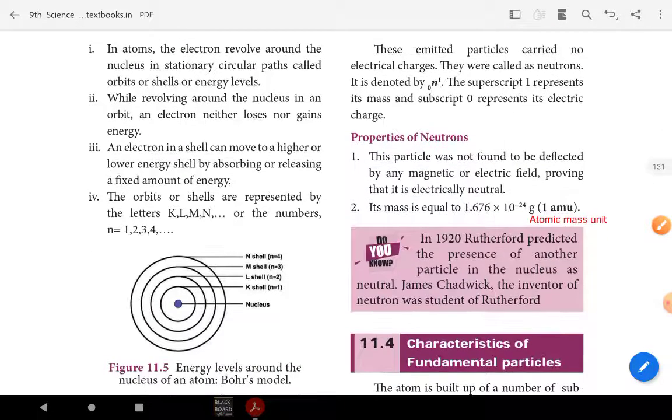Okay, so what are the ones? The first point: in atoms the electrons revolve around the nucleus in stationary circular paths called orbits or shells or energy levels. So what does he say?